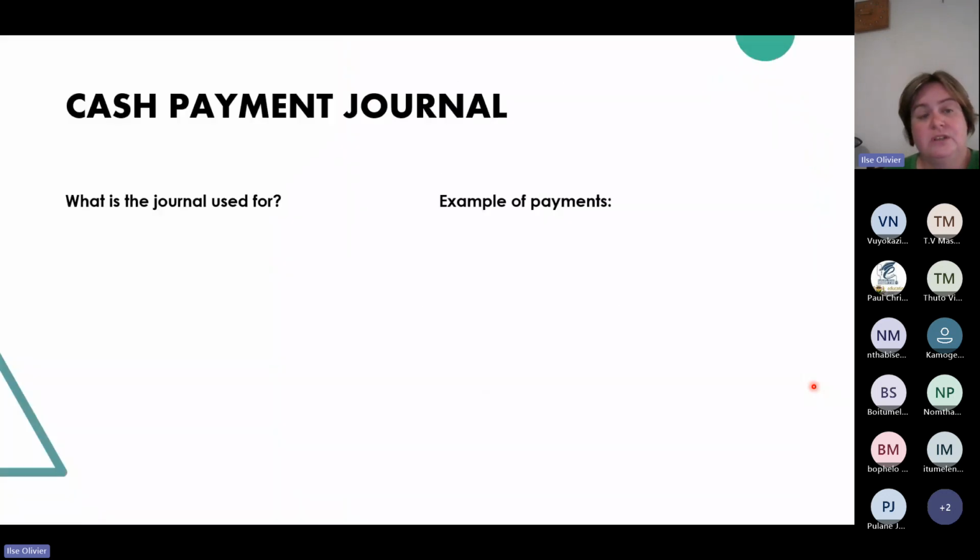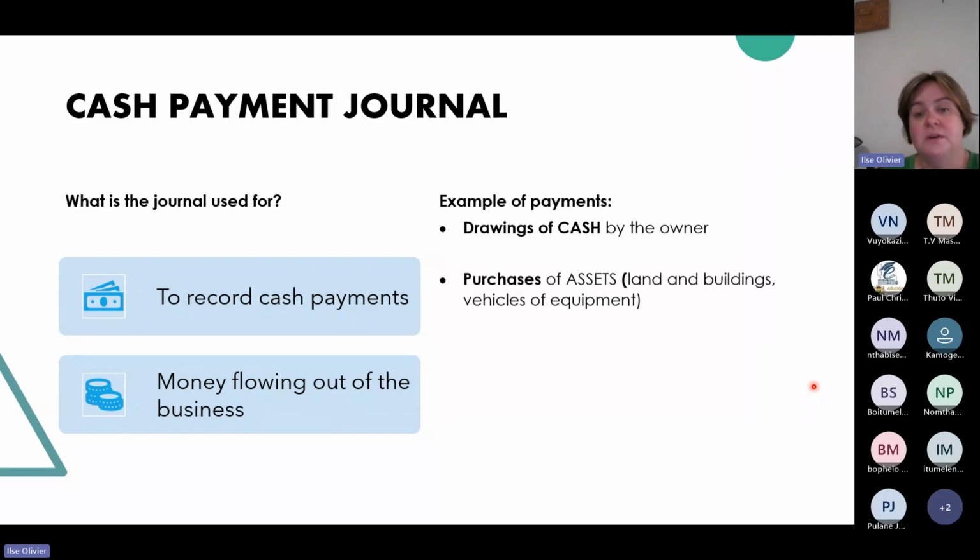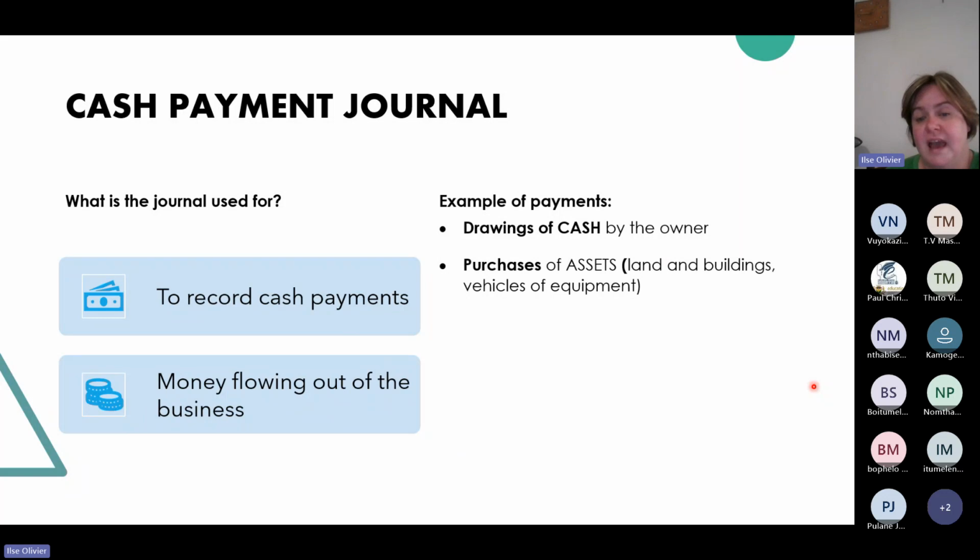Now, what do we see if we look at a cash payments journal? What is the journal used for? It's to record cash payments. So that means money is flowing out of the business. Now let's look at the examples that we can have. Maybe the owner draws cash from the business, or you purchase an asset, for instance, land and buildings, vehicles, or equipment, or you have payments for expenses like stationery or telephone or insurance or stuff like that.